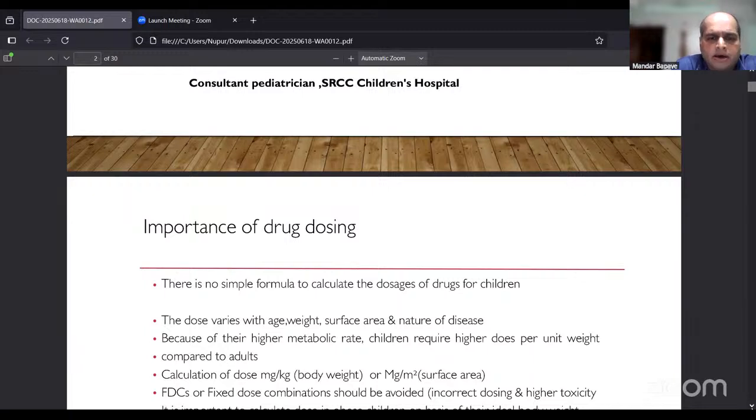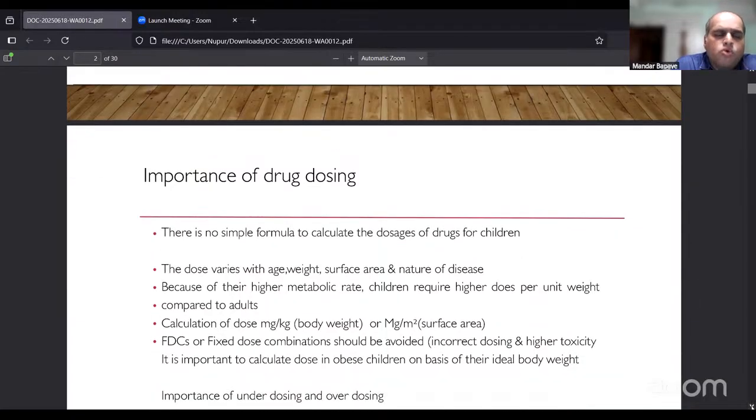Metabolic rate in children, the drug doses are usually calculated in the higher dose as per the body weight. But as far as obese children are concerned, obese kids have a very low metabolic rate. So even if the child is, say, around 80 kgs, we have to calculate the dose on the basis of their ideal body weight.